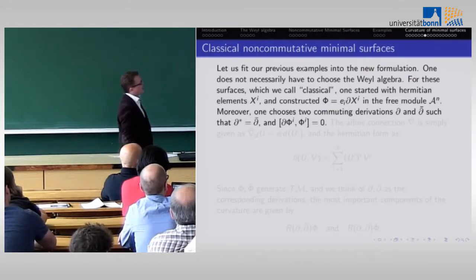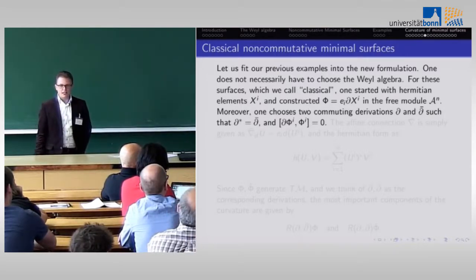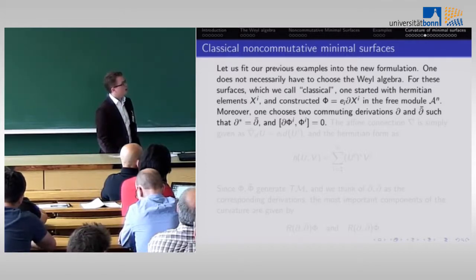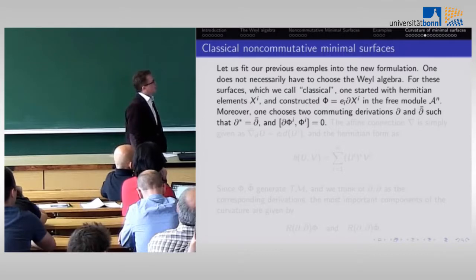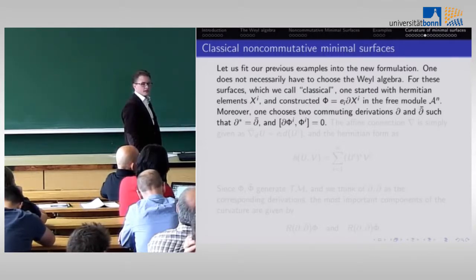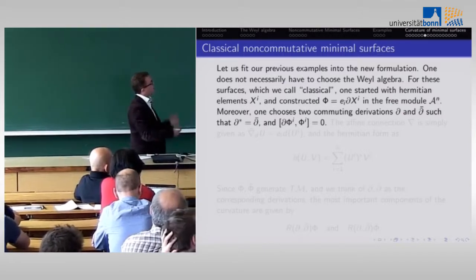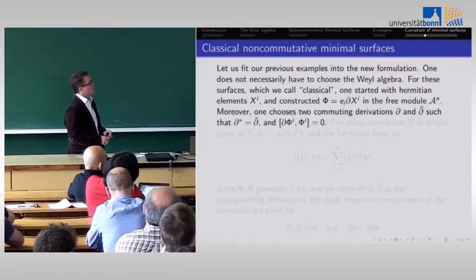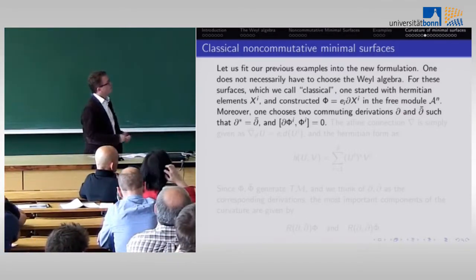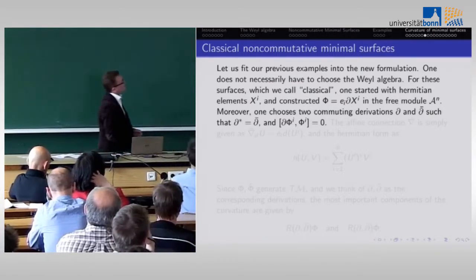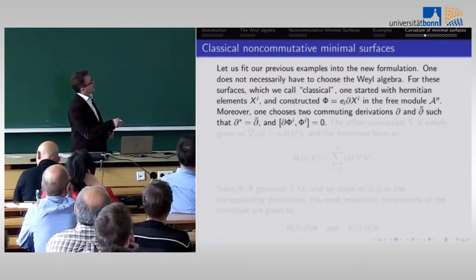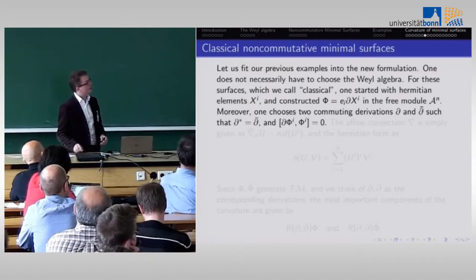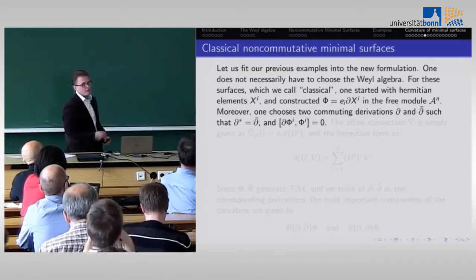So first of all, let us fit the previous examples we had of the Enneper surface, of the catenoid, minimal surfaces in R3 into this example, right? To just see how it works. So there we have the Weyl algebra. And we had elements xi, which were Hermitian, and we constructed the phi out of these xi's by taking derivatives of them. And we have two commuting derivations, d and d bar. And they satisfy this last equality here, which might right now be somewhat mysterious, but it's simply the fact that both of these things are polynomials in lambda, and of course they commute.